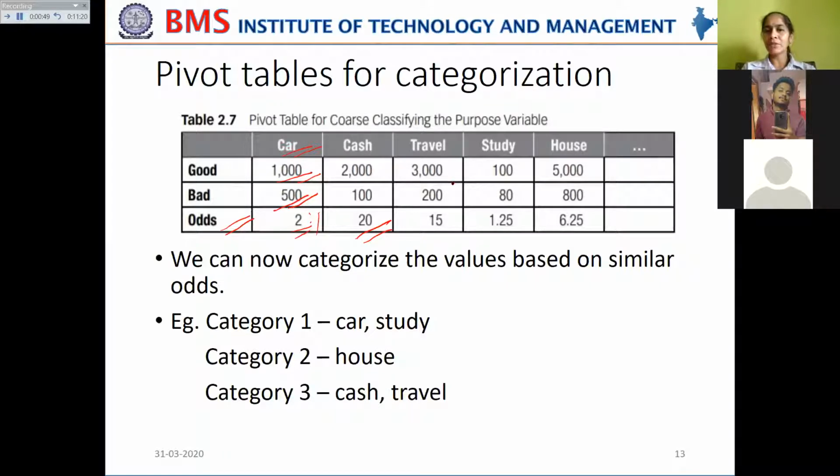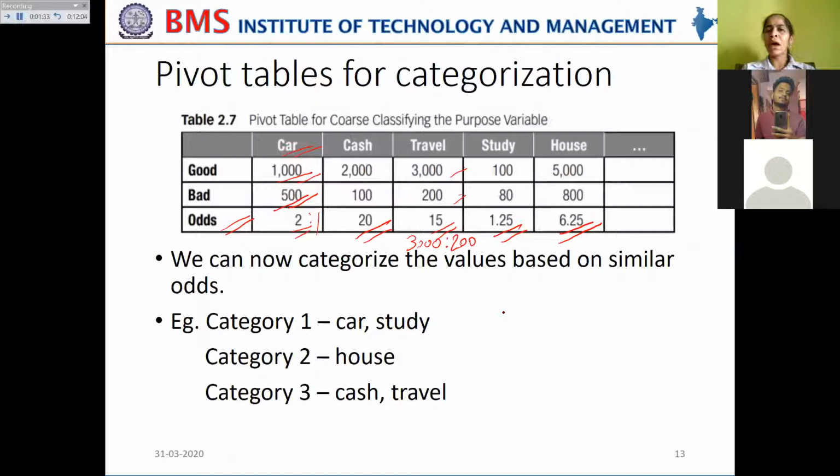And in this travel case, for customers who travel more, among good payers and bad payers, the odds has been calculated as 15. You understood this, right? This is 3,000 is to 200. That gives you 15 is to 1, that is 15. You can write it as 15 by omitting the 1 in the ratio. And 100 is to 80 gives an odds value of 1.25. And for those who own a house, you get the odds as 6.25 by taking the ratio 5,000 is to 800, right? Now we can categorize the values based on similar odds.